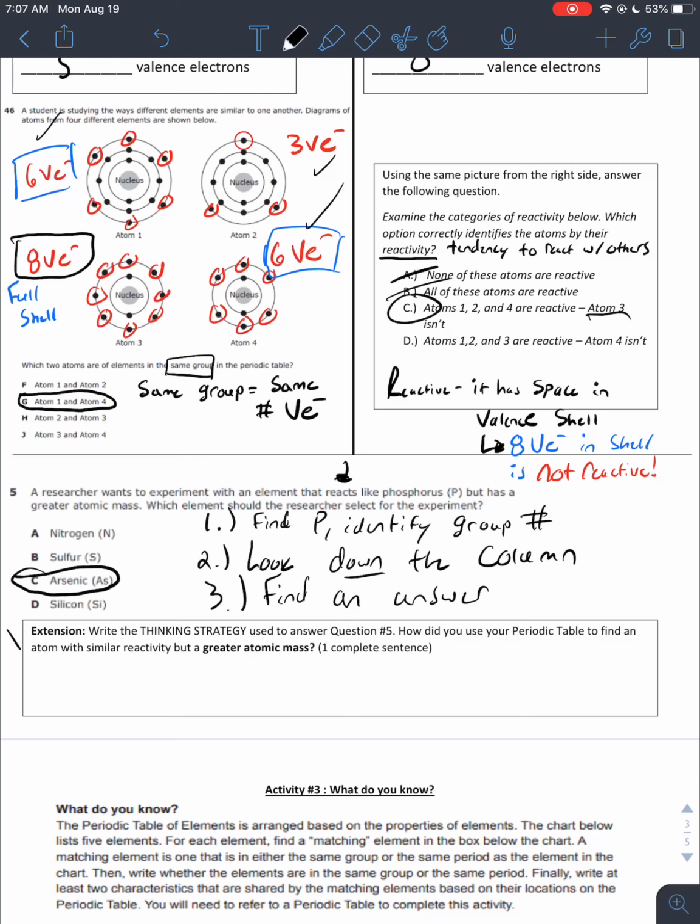I want you, as the video ends, to fill out this extension question. Rewrite, because we already kind of wrote it, the thinking strategy you used to answer question number 5. How did you use your periodic table to find an atom with similar reactivity but a greater atomic mass? What does it mean to be similarly reactive but to have a different or greater atomic mass? That's what I want you to write one complete sentence answer to, okay? Great job. This is the end of this video.